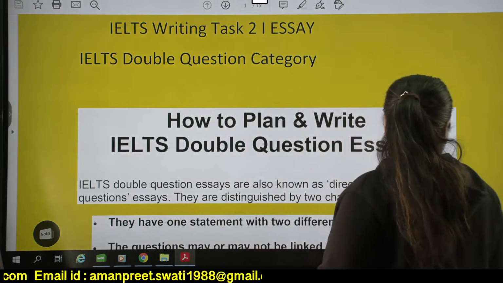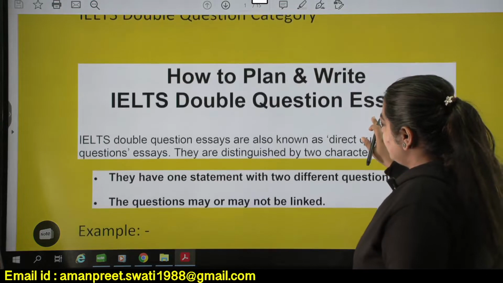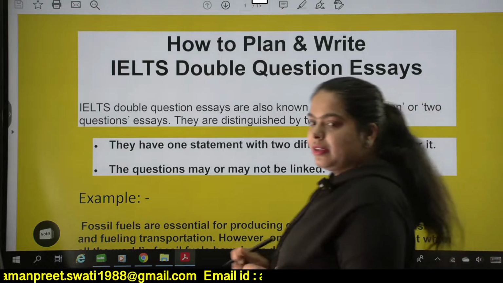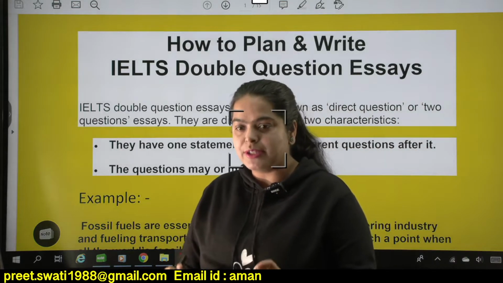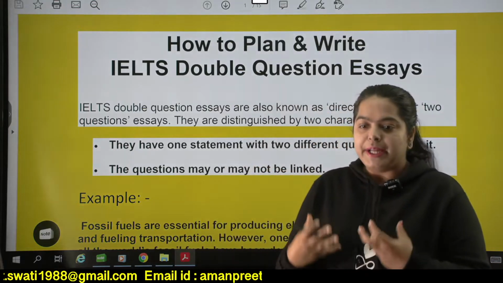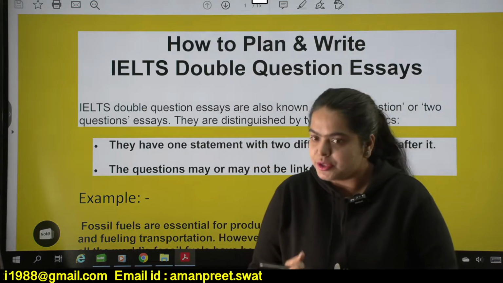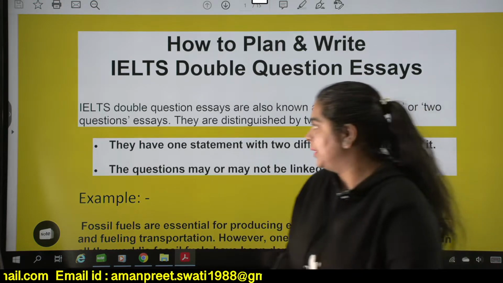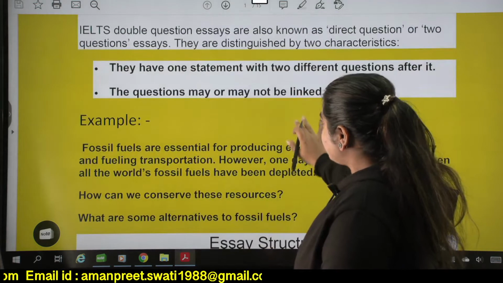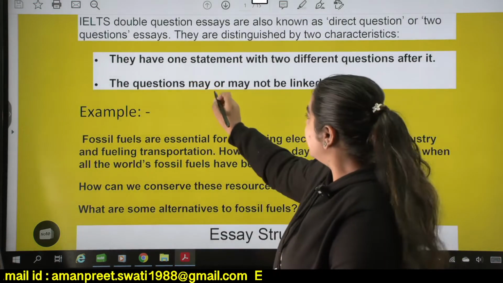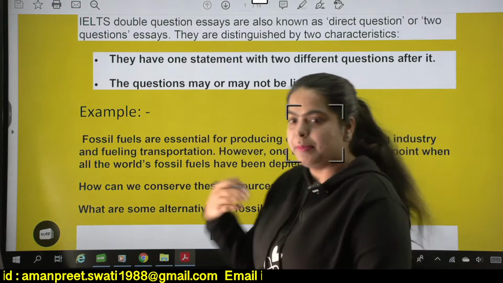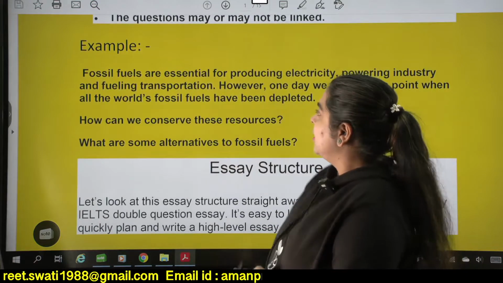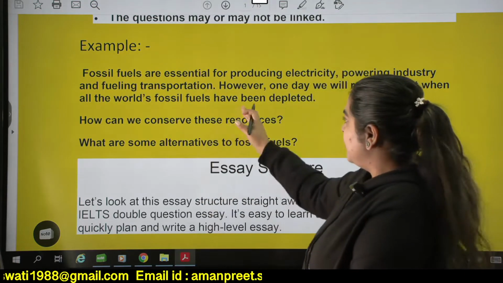So let's start a discussion in context of it. First of all, how to plan and write an IELTS double question essay. But for this particular purpose, you should first have a fair amount of idea as to what a double question is. Basically, there will be one statement and two questions associated with it. Let's try to identify this. As I told you, one statement but with two questions, and the questions may or may not be interlinked. For example, here is a question of IELTS essay writing just in front of you.